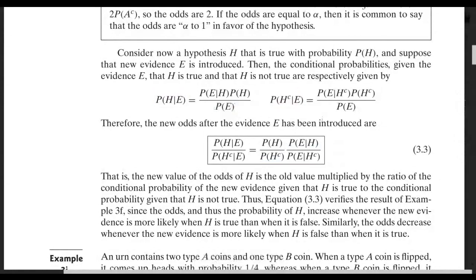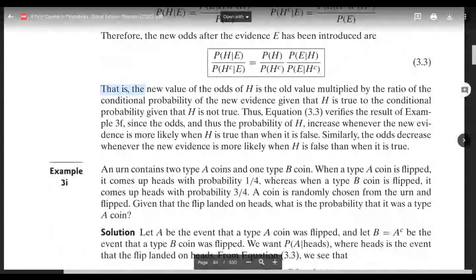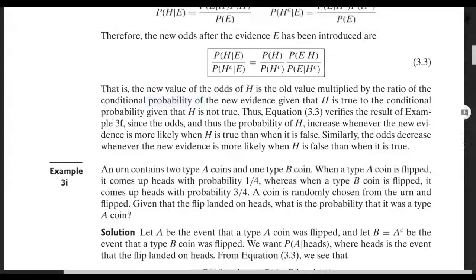This is a cool result. You see that? I hope you see the symmetry here. All right, let's see how we use this. The new value of the odds of H is the old value multiplied by the ratio of the conditional probability of the new evidence given that H is true to the conditional probability given that H is not true.